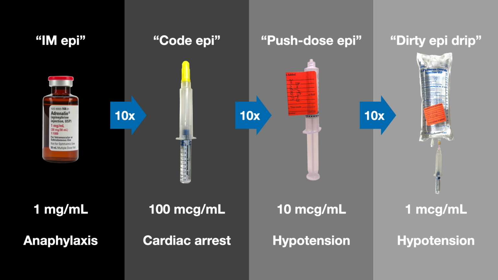Epinephrine is difficult to dose. We talked about the different concentrations and doses in a previous video. Remember that we want to use 1 mg per ml epinephrine intramuscular for situations like anaphylaxis. That's also called 1 to 1,000. We want to use 100 microgram per ml epinephrine intravenous in cardiac arrest. That's also called 1 to 10,000.